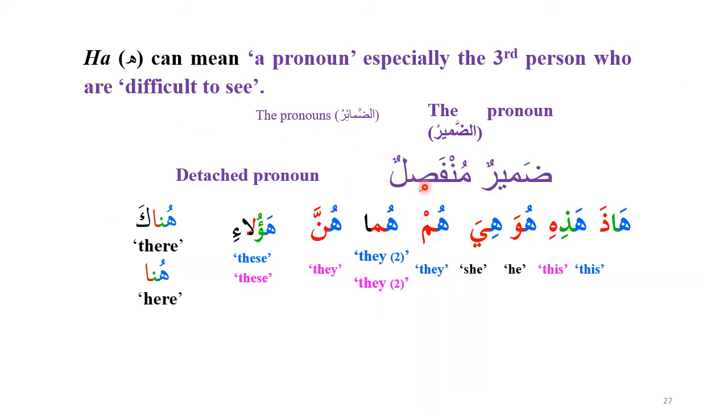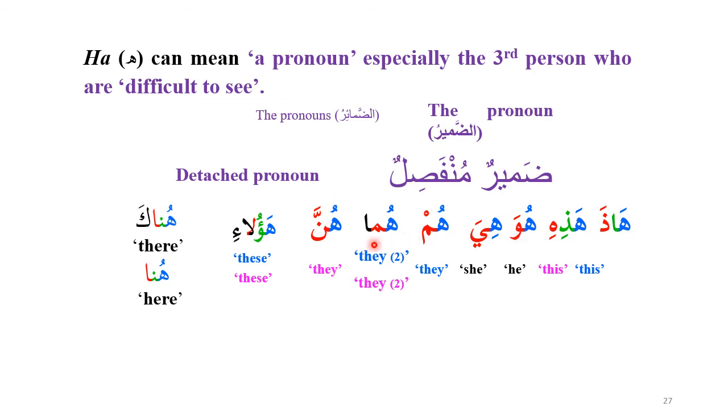Ha, another meaning is pronoun, something you cannot see. For example, dameer munfasil means a detached pronoun. You see, haza, hazihi, huwa, hiya, huma, hunna. All these are pronouns, right? Haulai, hunaka, and huna. Huna means here, and hunaka means there. So it's so easy. So if you learn like this, you will never forget, inshallah, the meaning.